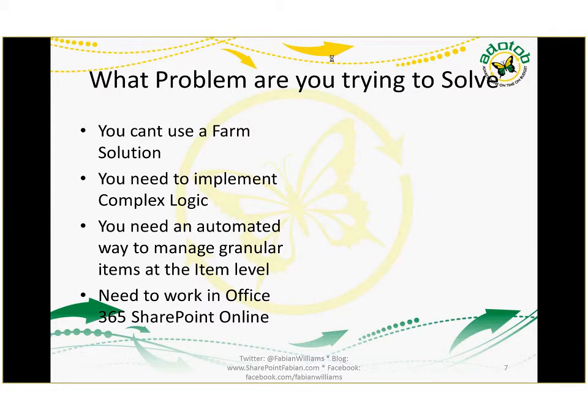So the complexity is either complexity in logic or just complexity in task, the amount of volume that you have to do. You may need to automate. You may have a need to automate ways to manage things at a granular level, at the item level. And by that I mean, and I've actually had this with a client before, I have examples here that I'm going to discuss with you.